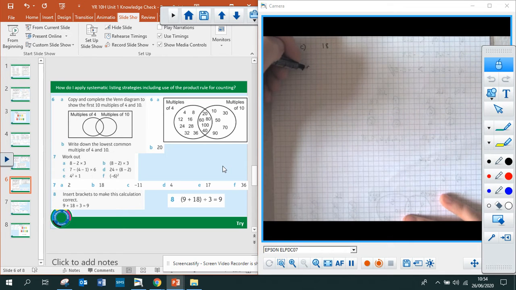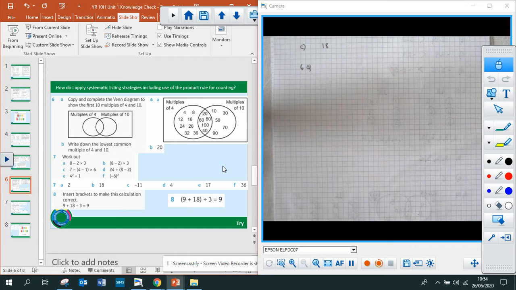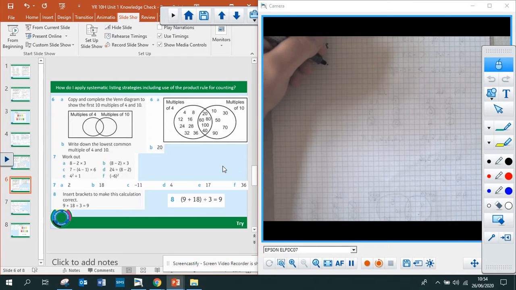For question 6, part A says copy and complete the Venn diagram to show the first 10 multiples this time. Make sure you're reading it carefully, of 4 and 10. So the first 10 multiples of 4 and 10. What I'd start by doing, like we did in the last question, is write out the first 10 multiples of 4 and 10.